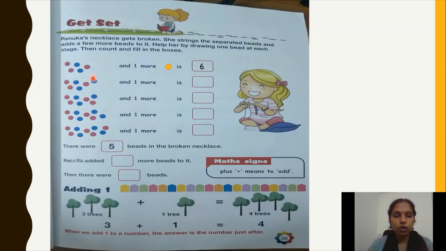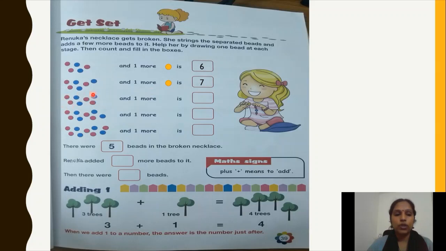Okay, now can you count how many beads are shown here? 1, 2, 3, 4, 5, 6. How many beads are shown here down? 6 beads are down. And what is she doing? Again she is adding one more bead. So you have to draw one more bead here. Can you see one more bead which I have drawn? Yes. 6 plus 1 will give you what? Yes, right. 7.